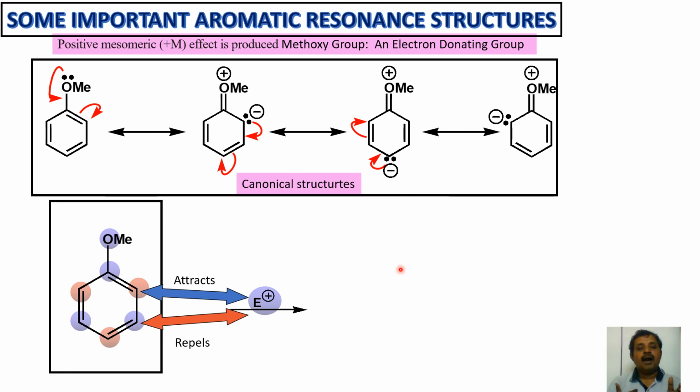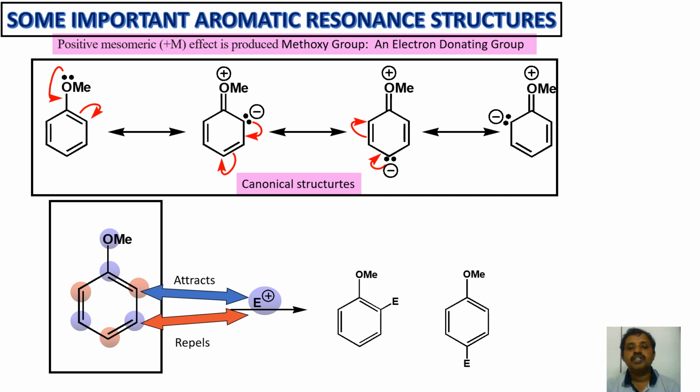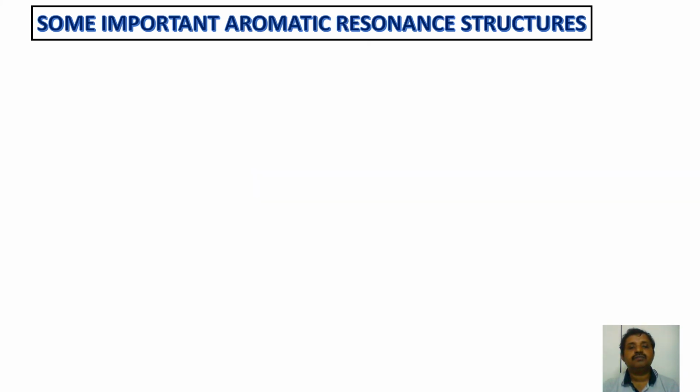Plus mesomeric effect showing groups are also called ortho-para directing groups, as they enrich the electron density at the ortho and para positions. So the substitution takes place at the ortho position or para position. Now, some important aromatic resonance structures.